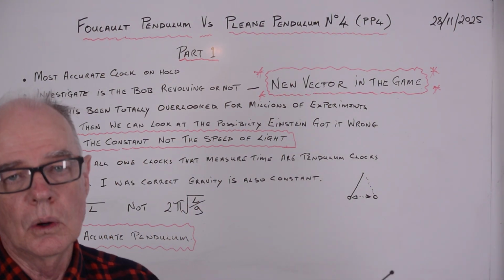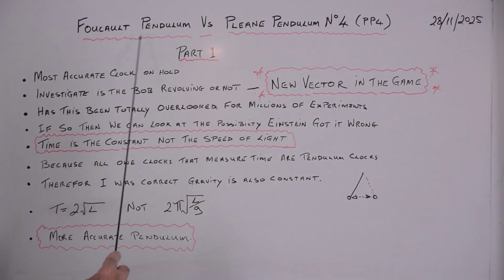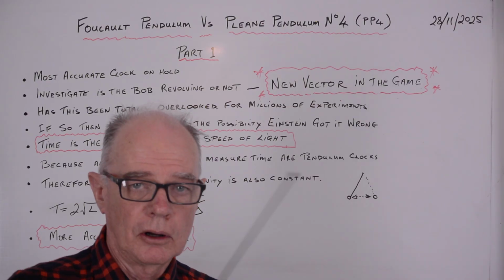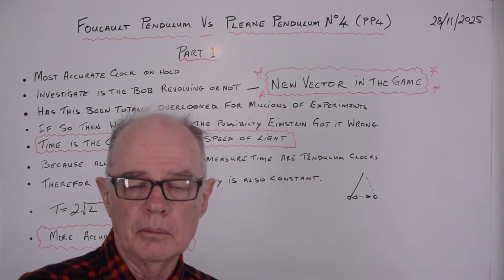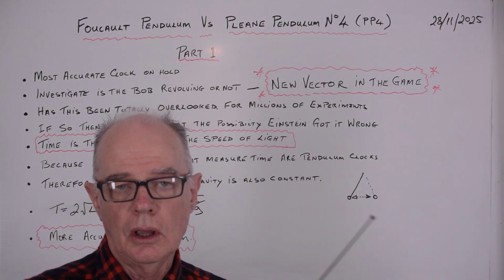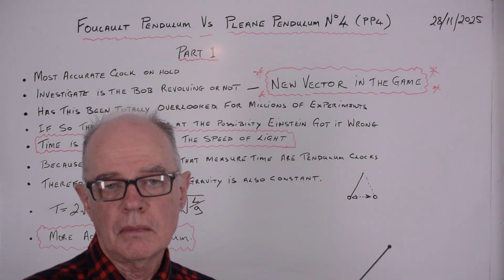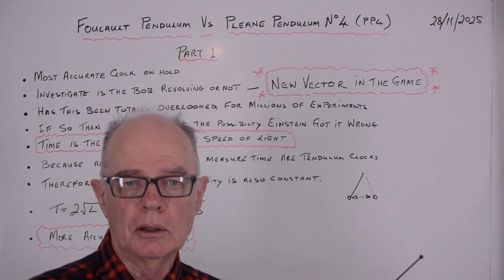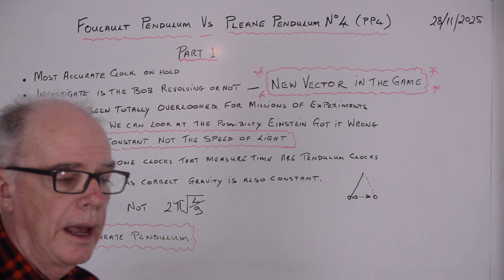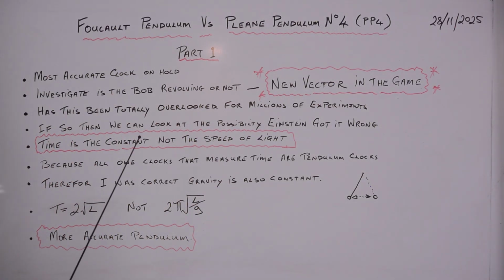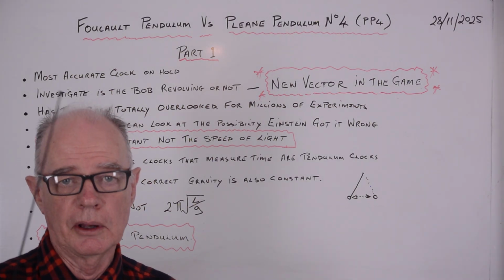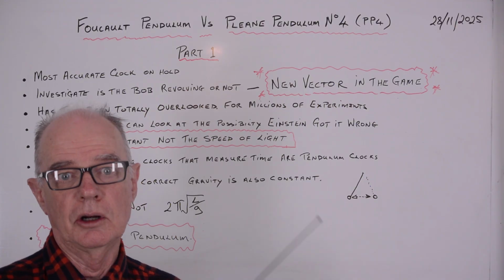Hello and welcome to our new video on the Foucault pendulum versus the new pendulum, number 4. Now, if you've been following the series, we left off in our Most Accurate Clock on Earth series 9C when we investigated putting a magnet in the bob itself to try and make the bob stabilise to the Earth's magnetic field. And we came across the fact that it looked like this has been totally overlooked by millions of experiments, considering the Foucault pendulum would have to be one of the most experimented experiments ever done.